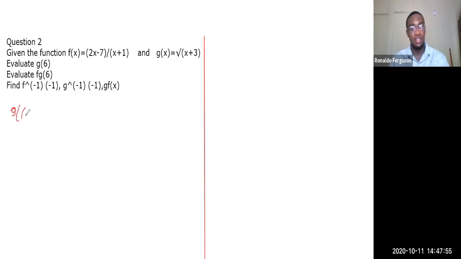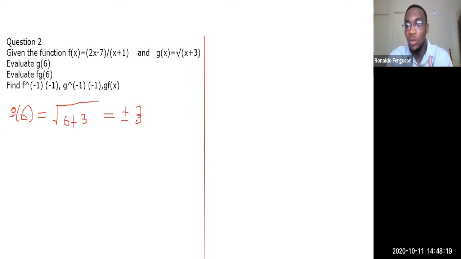So g of 6 is going to be equal to the square root of 6 plus 3, because x is 6. And so g of 6 is equal to the square root of 9. And with square root 9, we get plus or minus 3. Now always remember this, when you square root a number, you get two answers, plus or minus. So the square root of 25 is plus or minus 5. The square root of 49 is plus or minus 7. When you square root a number, you get plus or minus.